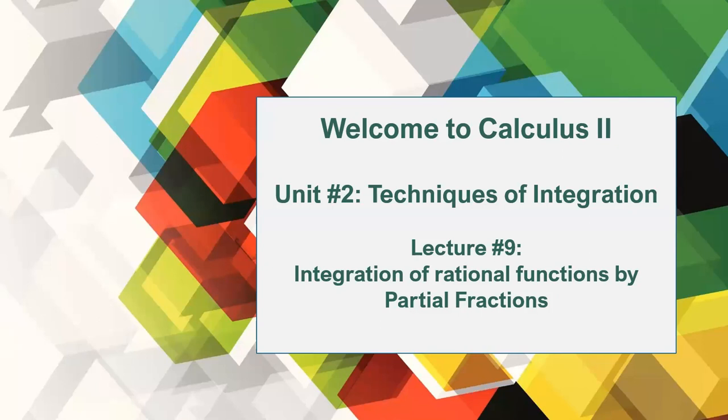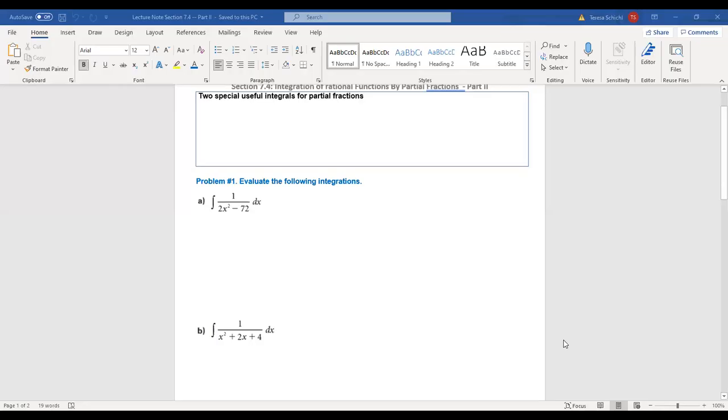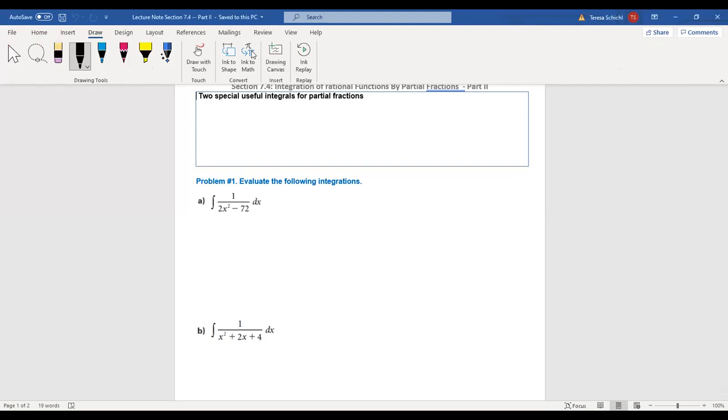So for these videos, we're going to introduce two pretty useful formulas after you break down your integration into rational functions. All right. So let's start our lecture notes here. Like I talked about, for the previous two videos, we talked about how to break into the partial fractions and then how to solve for the constants, right?